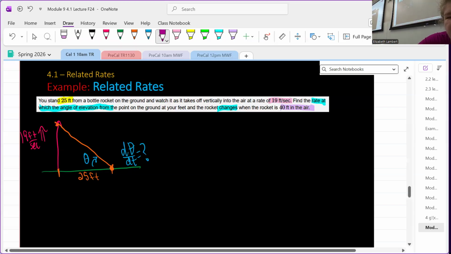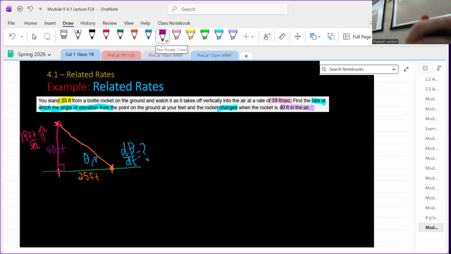And then they're telling us, look at when the rocket is 40 feet in the air. All right, so this is 40 feet. So I've got, again, we assume the rocket goes straight up, even though fireworks are not that reliable. But I've got a right triangle, two sides, and an angle. So I need to call these sides something. So I've got some labels.